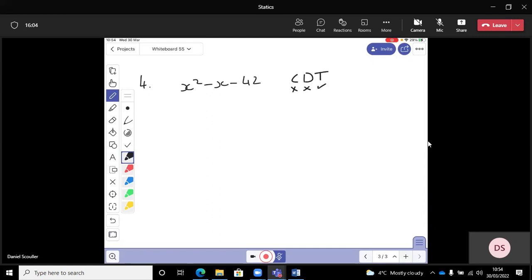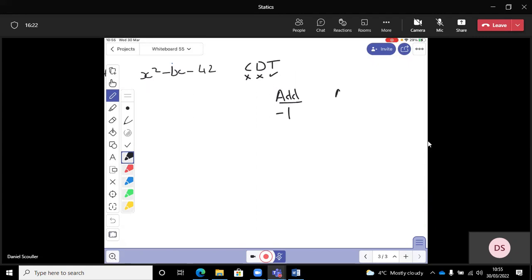It is a trinomial. We are adding two numbers together to get negative 1. Remember, we don't write the 1 in this term, but essentially there's a 1 there. So we're adding them together to make negative 1, and we're multiplying them together to get negative 42. That seems like quite a big number, but you go with it. To get a negative, we need a positive and a negative, or a negative and a positive.